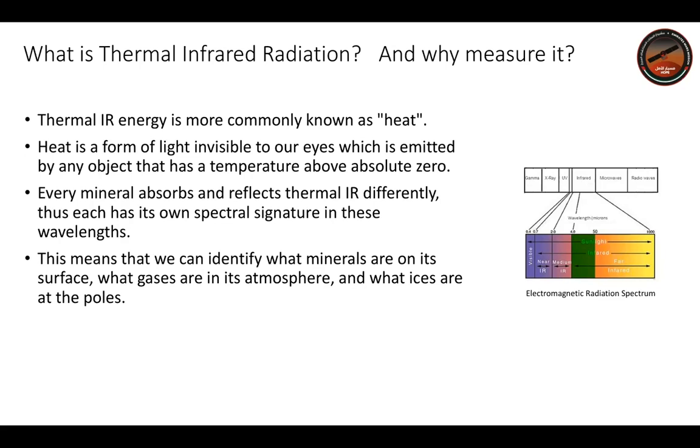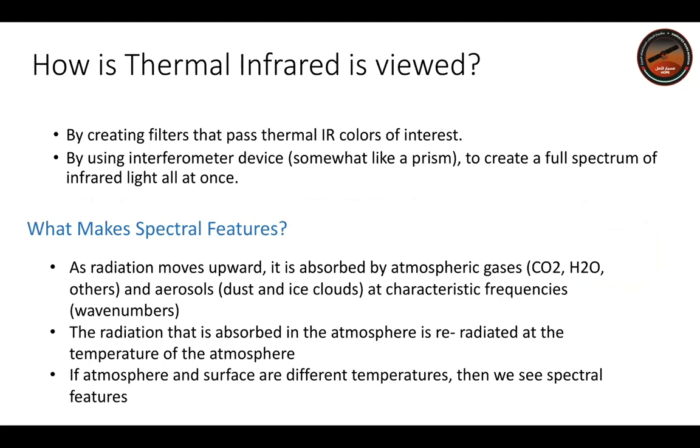So how is thermal infrared viewed? To create the full spectrum of infrared light, we use an interferometric device. It's like a prism. So if the atmosphere and surface are at different temperatures, then we can see the spectral features.